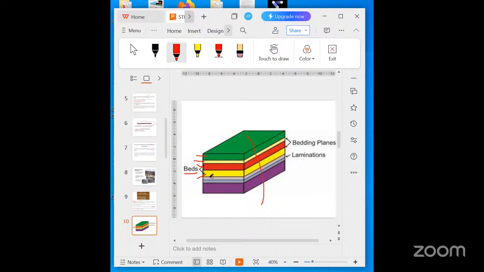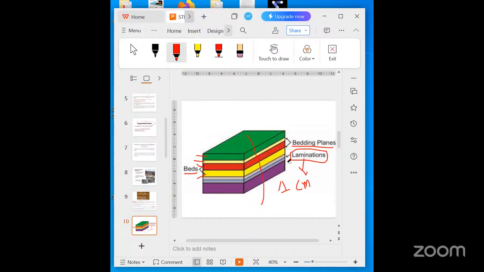Each bed is separated from the adjacent bed by a plane. What is that called? That is called the bedding plane. Okay? Bedding plane. If the individual layers are less than 1 centimeter thickness, they are called lamination. Okay? Lamination. How much? That is less than 1 centimeter thickness. You see here, this one.